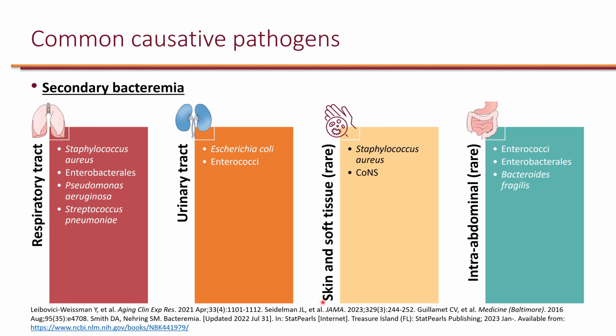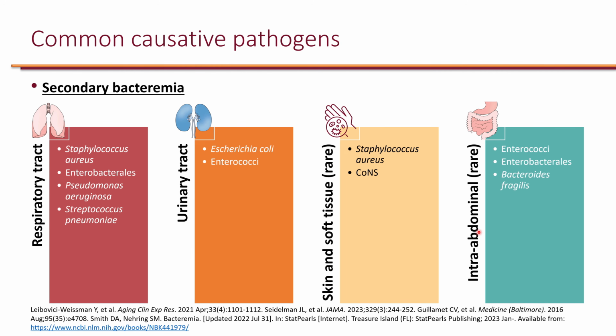Now, less common is skin and soft tissue infections leading to bacteremia. Staphylococcus aureus would be the most common on the skin, as well as coag-negative staph. In general, skin and soft tissue infections are not severe. So typically, unless there are deep tissue wounds and infection, it's pretty rare for bacteria to find their way into the blood from the skin.